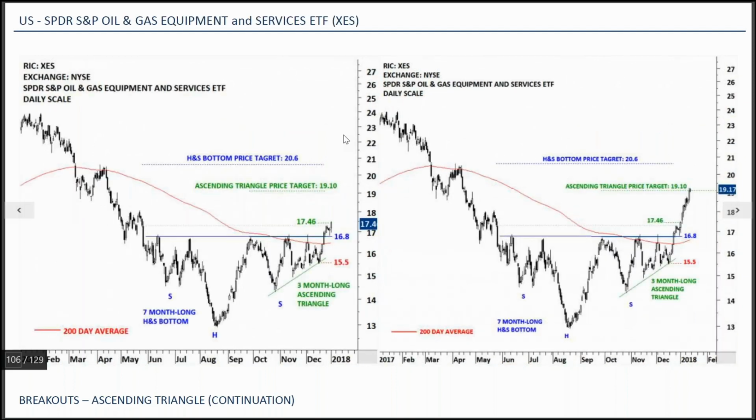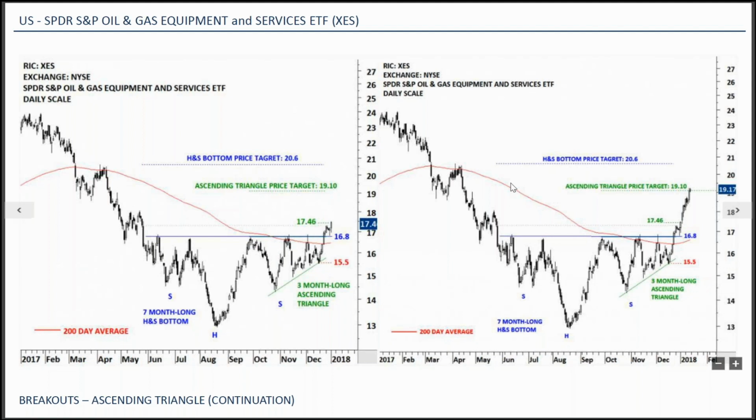This was a SPDR S&P Oil and Gas Equipment and Services ETF. The ETF formed a head and shoulder bottom and the right shoulder formed a nice ascending triangle with the boundary being tested again several times. The breakout took place, pull back, and then reached the chart pattern price target.